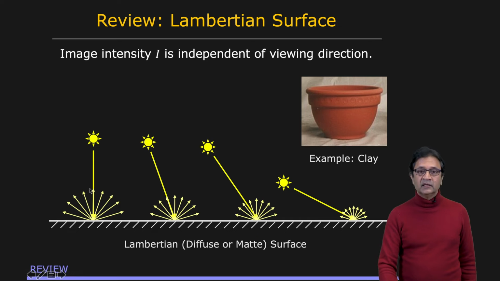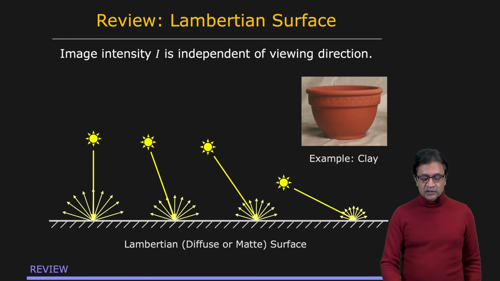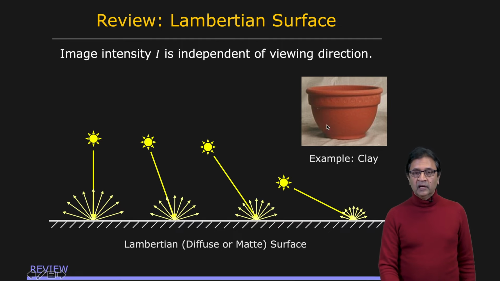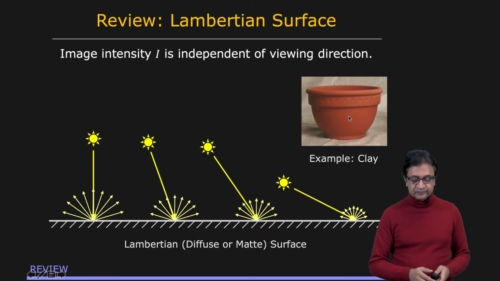The only thing that the intensity depends on is the illumination of the surface itself, which of course depends on the angle of the light source. So as the angle starts increasing, the irradiance of the surface goes down, and therefore the radiance goes down as well, as you can see here. But the radiance remains the same in all directions. Here's an example of a Lambertian-like object, a clay pot.